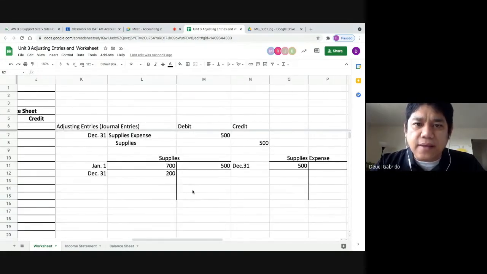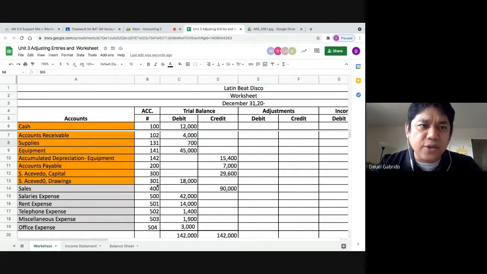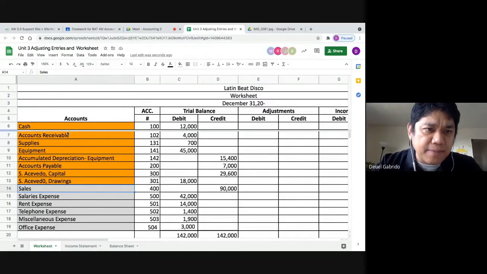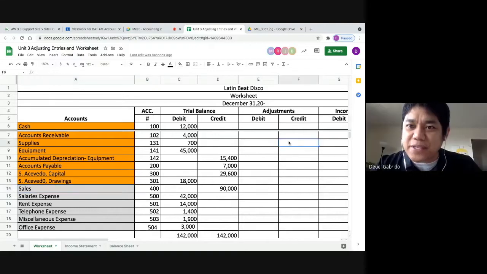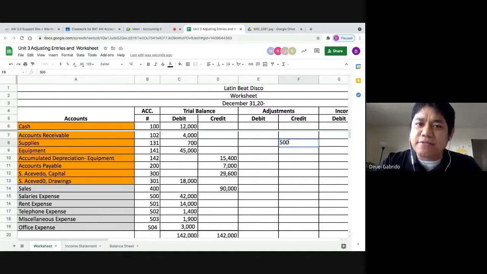Now, supplies expense, debit, 500, and then supplies credit, because we will show that supplies decreased by 500. So where shall we put that in the adjustment? Do we have the word supplies here in the list of assets? Yes, it's here after accounts receivable. It's 700 here. So where shall we put the 500 in the adjustment, debit or credit? Credit, because we want to make it right. And we know when an asset is on the credit, it decreases. So there is a decrease of 500 here.